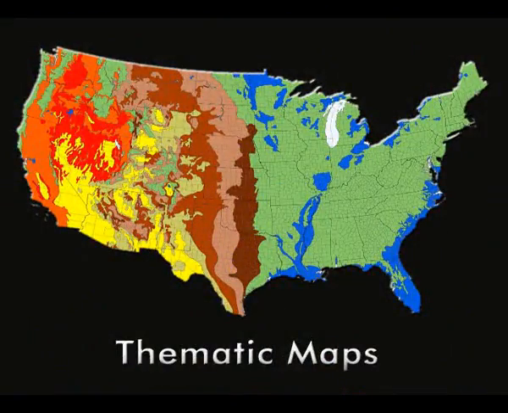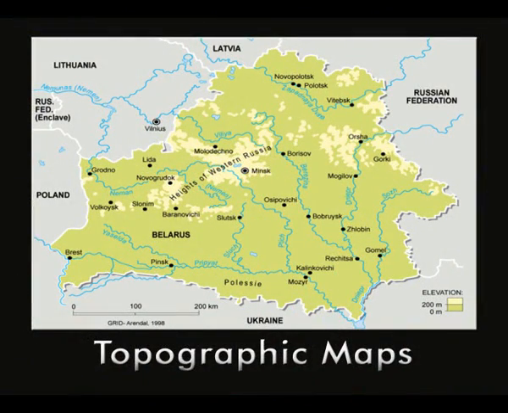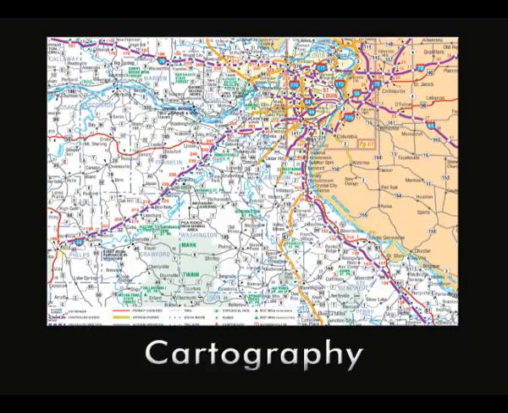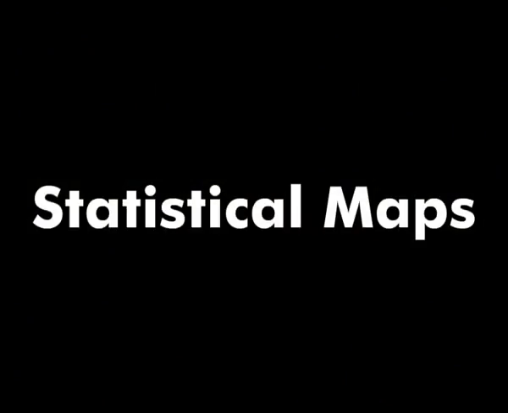Most thematic maps are drawn on much smaller scales than topographic maps. Thematic mapping is essentially a function of small scale cartography. Sometimes thematic maps are called statistical maps.